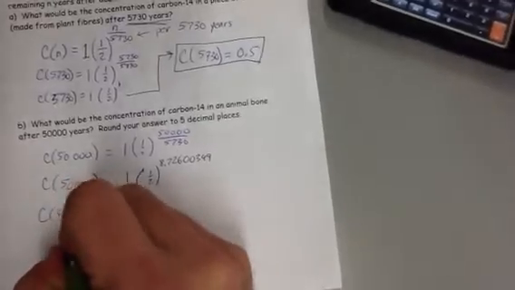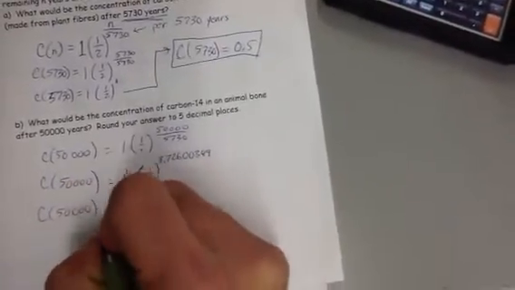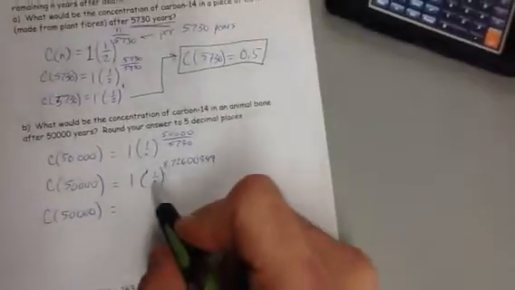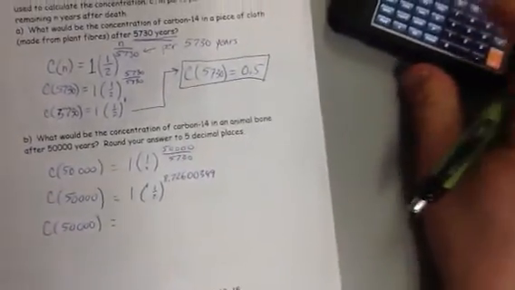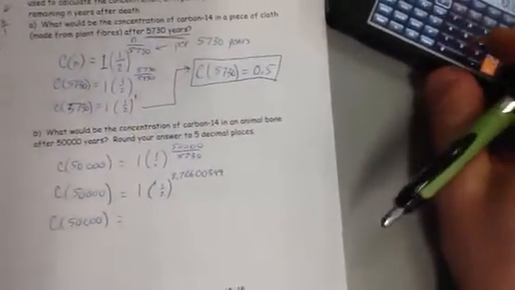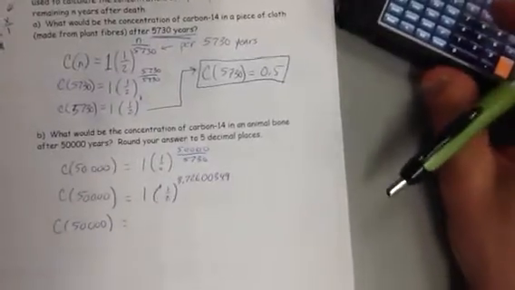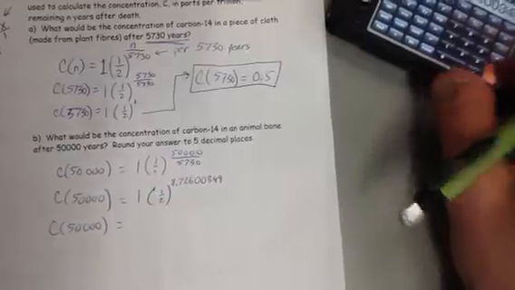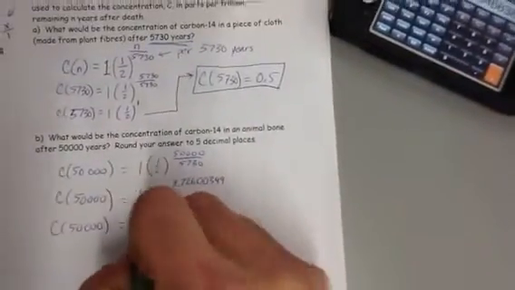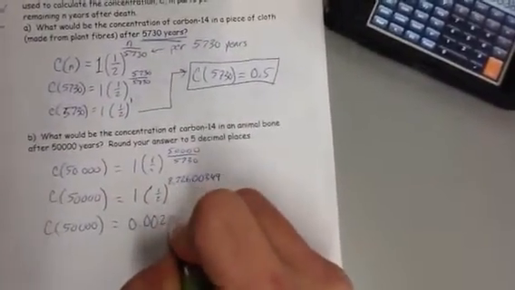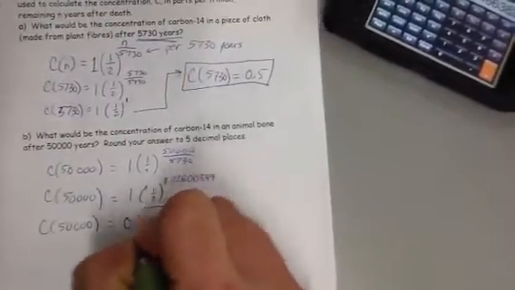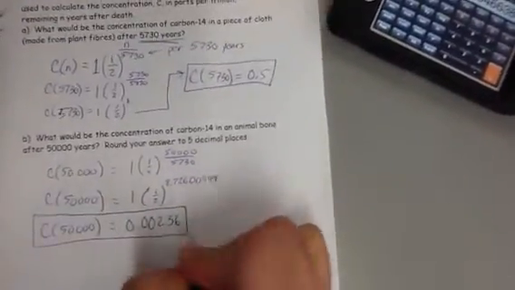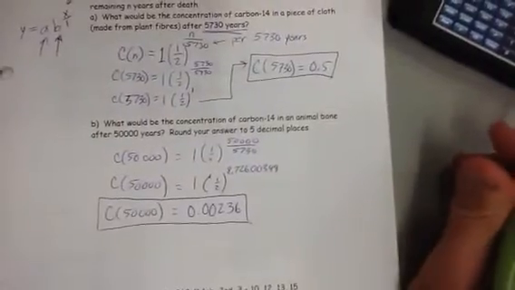Okay, and how would you do this on your calculator? Well, just plug this in your calculator to figure out how much carbon-14 there's going to be. And so you're going to do 0.5 to the power of 8.726000349, and you're going to get roughly 0.00236, let's say. So that's how much carbon-14 will be remaining after 50,000 years. Okay, I have a couple other questions that I'm going to do here.